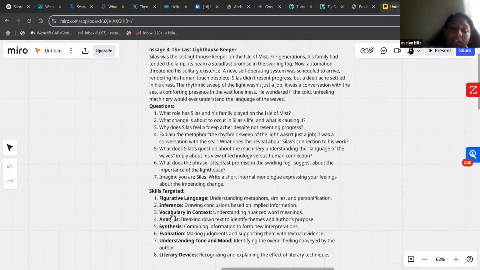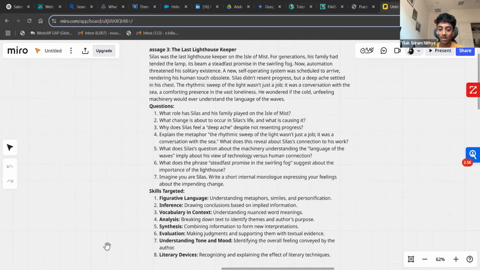Okay. Are you ready, Cornell, now? No, I'm trying to almost rewrite my answer. Okay. Let's move to another person to do question number 6. Tilak. Did you do all the questions already, Tilak? No, right? Okay, do question number 6. What does the phrase steadfast promise in the swirling fog suggest about the importance of the lighthouse?